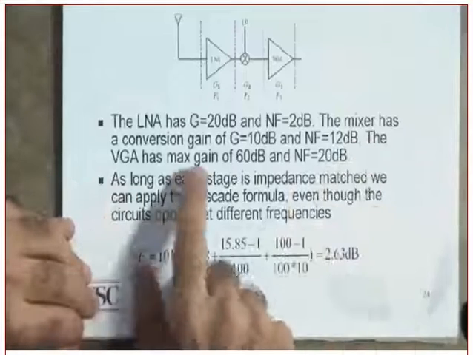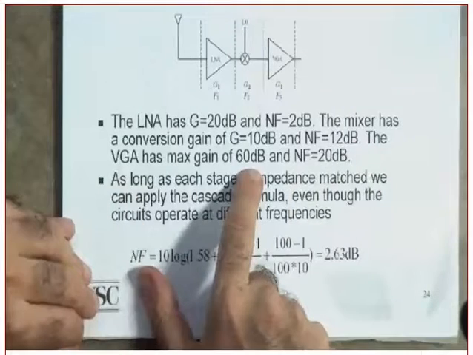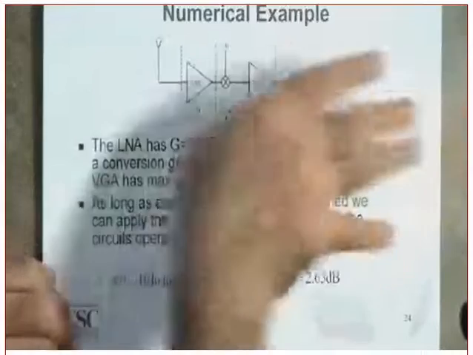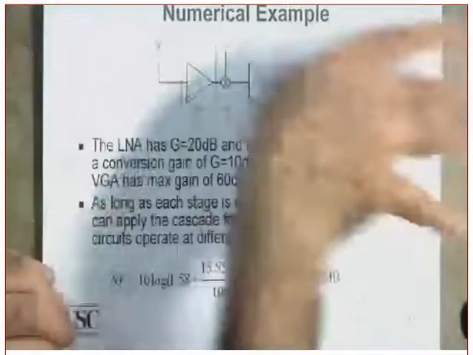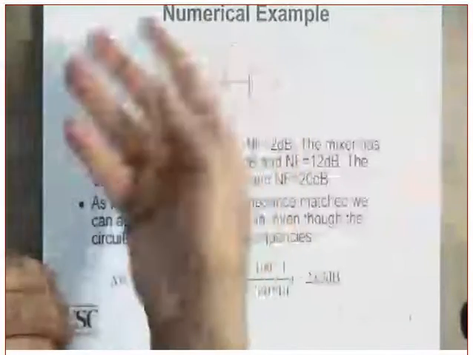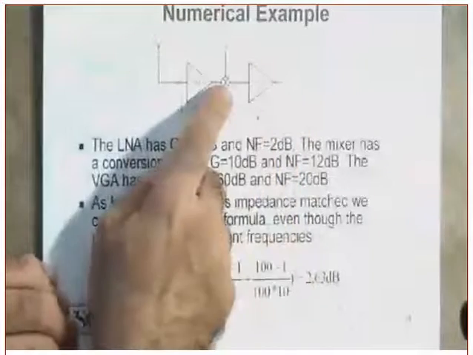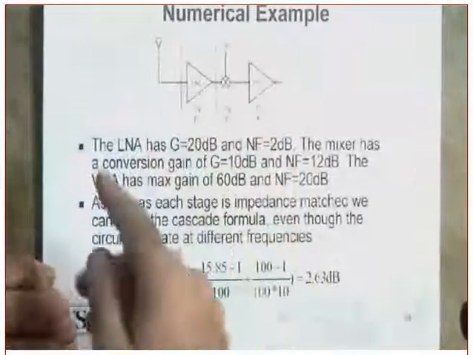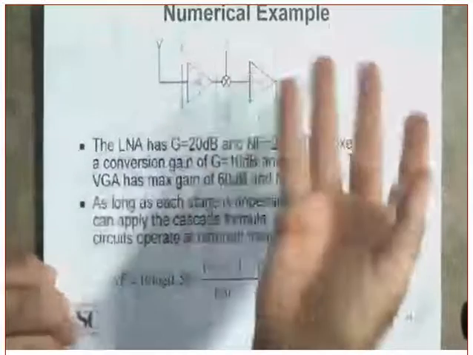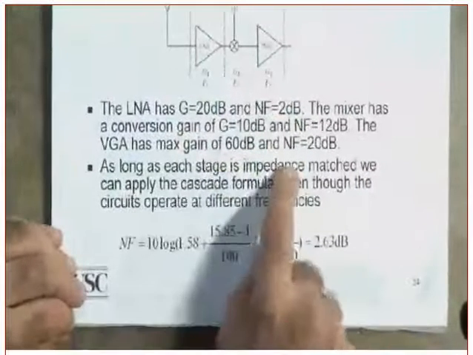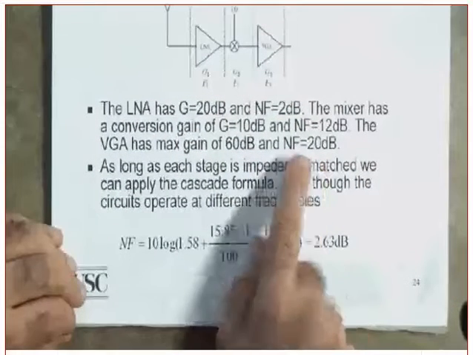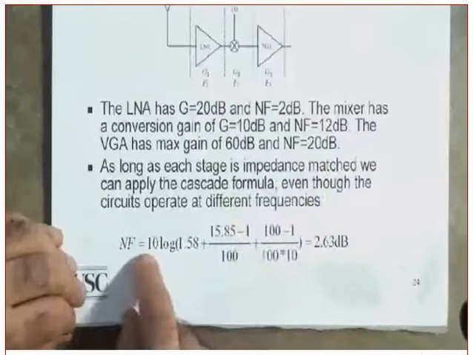The VGA has a maximum gain of 60 dB. You notice, by the way, the VGA is not on this side, it's on this side. By the way, I'm omitting a lot of filters in there. Keep in mind, after a mixer comes a filter, but it's not shown. It's just a numerical example. Okay, 60 dB and the noise figure is 20 dB. Okay, so now what do we have here?